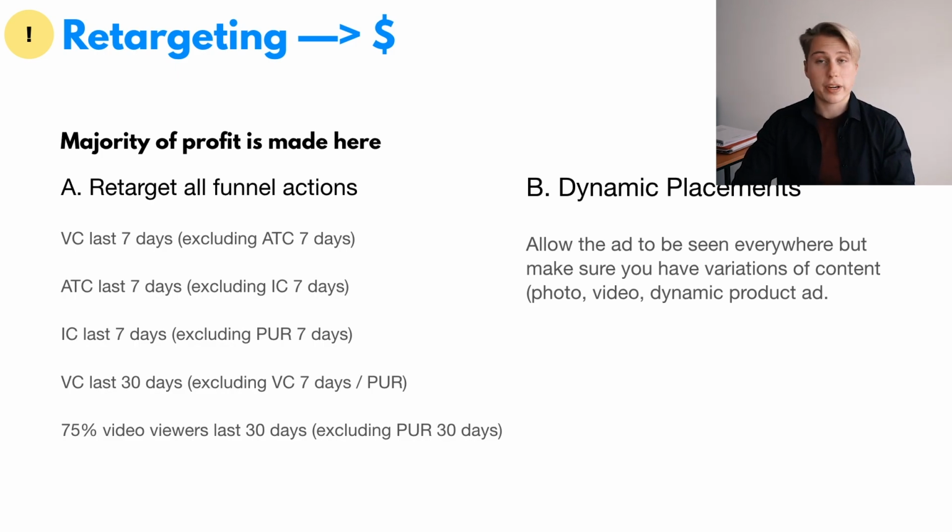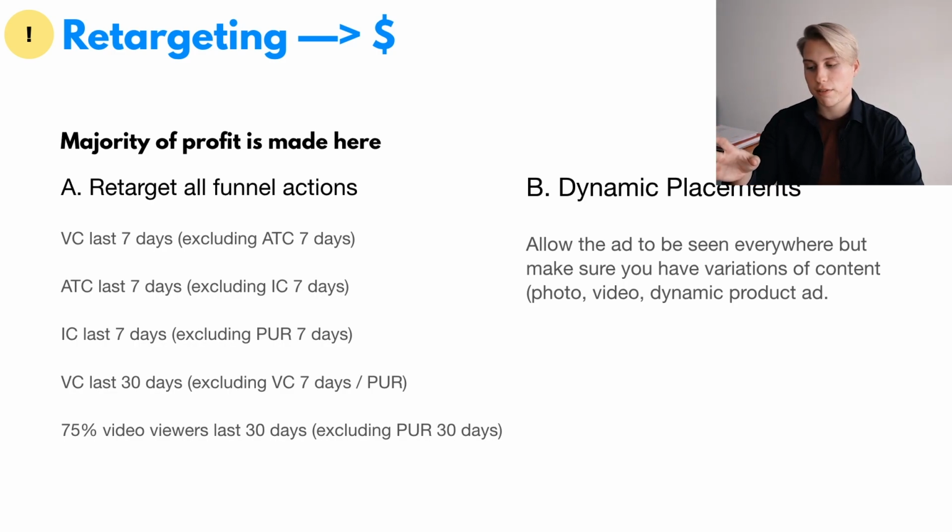So just to go over it, your funnel is pretty much your view content, add to cart, initiate checkout, and then purchase. So I would target everyone who has viewed the content but not added to cart, everyone who has added to cart but not initiated checkout in the last 7 days, everyone who has initiated checkout but not purchased, and everyone who has viewed content in the last 30 days but hasn't viewed the content in the last 7 days or purchased yet. Also 75% video viewers in the last 30 days, excluding your purchases.